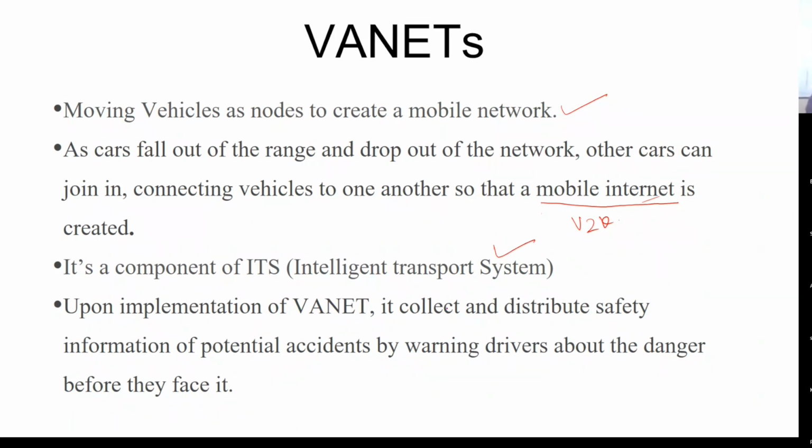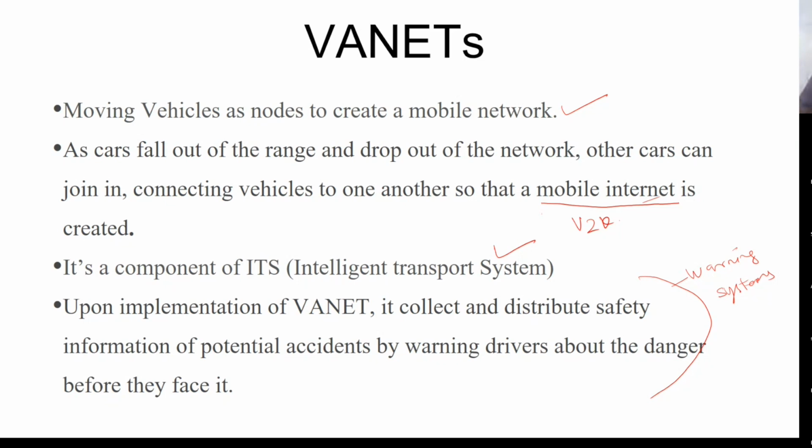Upon implementation of VANET, it collects and distributes safety information of potential accidents by warning drivers about the danger before they face it. So that means a warning system. VANETs are useful for warning systems. In countries like India it has never happened, it never matured, but some European countries have already deployed the RSU, roadside units. The roadside units are helpful for taking care of the passenger safety system and accident response system. So that is what these VANETs are helpful for.